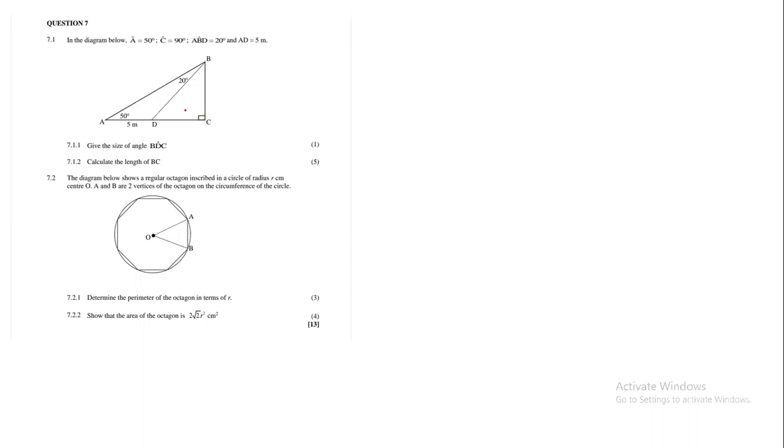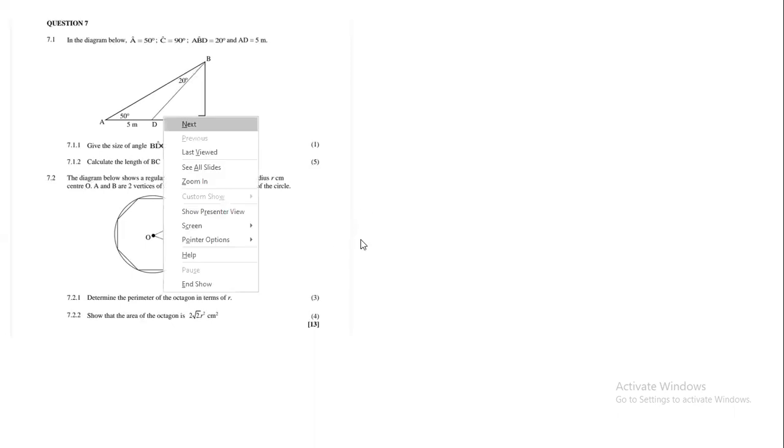Let us start with question number 7. It's a continuation of the very same paper. Question number 7 reads as follows: in the diagram below, angle A is equal to 50 degrees, angle C is equal to 90 degrees, angle ABD is equal to 20 degrees, and AD is equal to 5 millimeters.